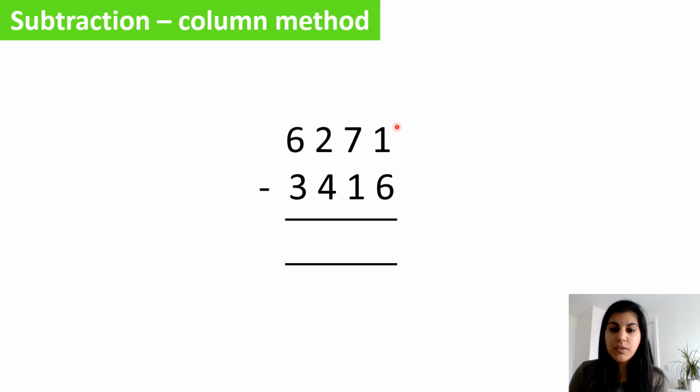So in my ones column, I can already see I can't do 1 take away 6, so I'm going to have to do some regrouping. I've now got 11 ones. 11 take away 6 is 5. 6 take away 1 is 5. 2 take away 4 I can't do because 2 is smaller than 4, so I need to regroup. I can now do 12 hundreds take away 4 hundreds is 8 hundreds, and 5,000 take away 3,000 is 2,000.